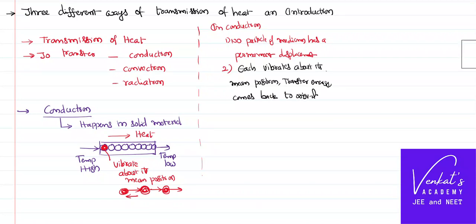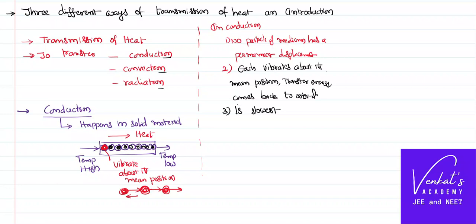All the changes in position are temporary, not permanent. The particle vibrates about its main position and goes back to the original position. Thus, this process of transmission is the slowest among all three: conduction, convection, radiation. Conduction is the slowest process. For this to happen, there must be a solid material where the molecules are, as I told you, tightly packed with each other.